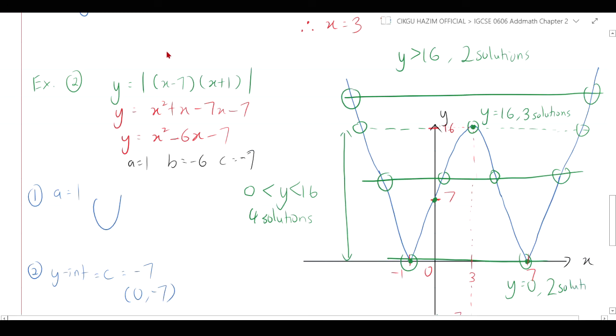That's the thing. So I hope that this video can help you understand how to draw the modulus graph, the quadratic modulus graph, and also how to understand the number of solutions.